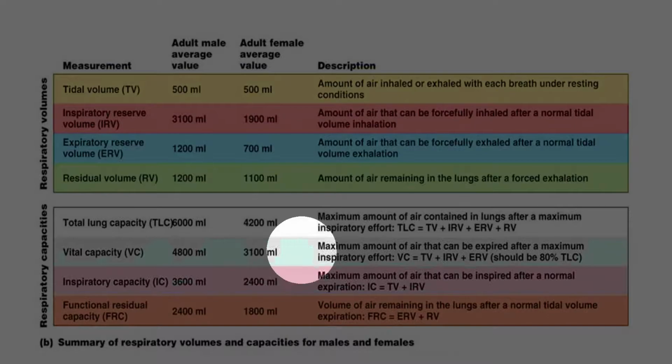Vital capacity is the maximum amount of air that can be expired after a maximum inspiration. Maximum amount of air expired after maximum inspiratory effort. So it includes only the tidal volume, inspiratory reserve volume, and expiratory reserve volume. And it should be about 80% of the total lung capacity.